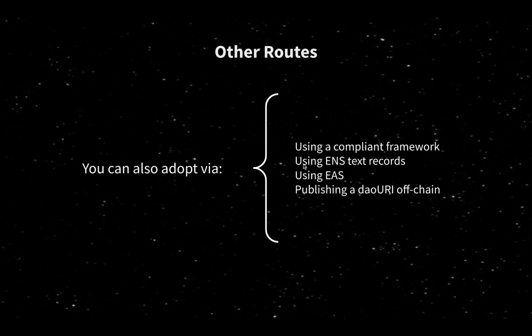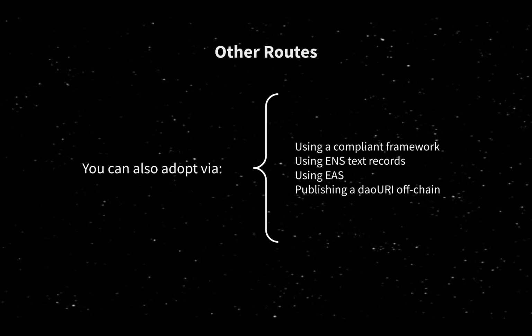Now, we are working with the ENS DAO to create an adoption pathway through ENS text records, as well as with the Optimism Foundation to create an adoption pathway through the Ethereum Attestation Service. These two are not ready yet, but they will be quite soon. So check back in a few weeks and these might be ready.